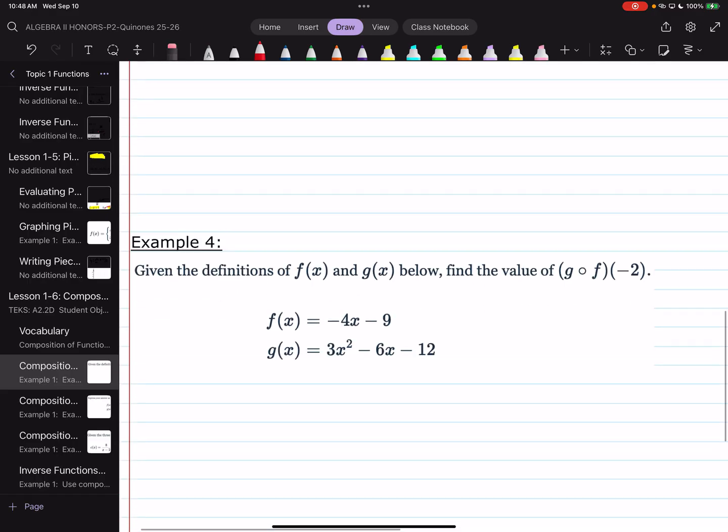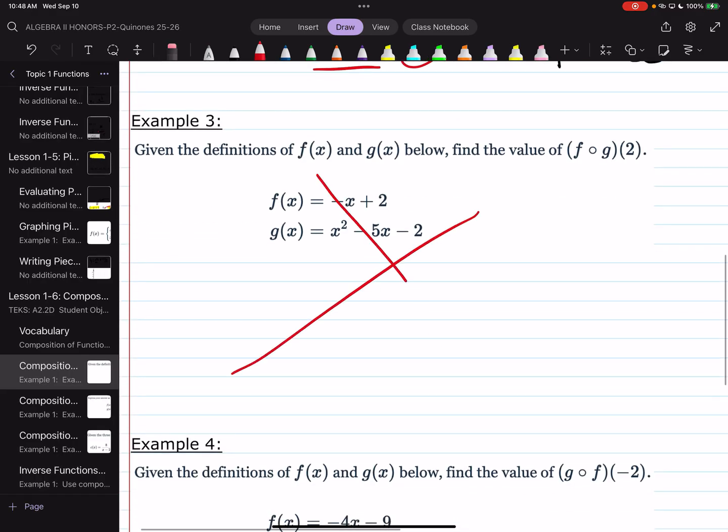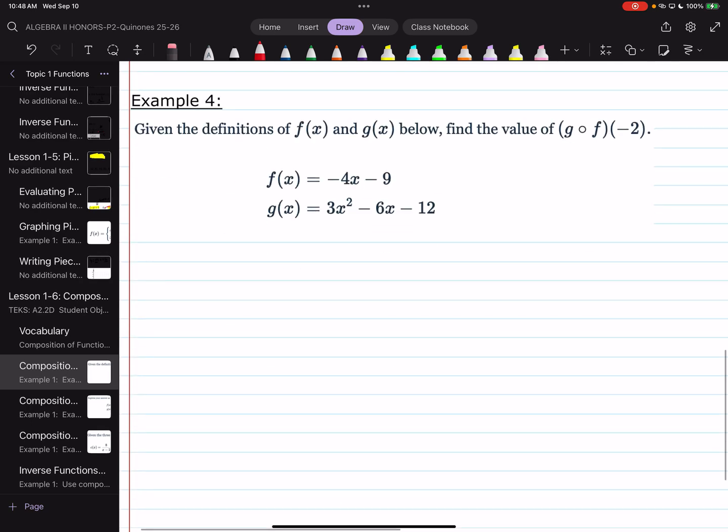I don't have enough time to do example 3. Let's just do example 4. Given the definitions of f of x and g of x below, find the value of g of f of negative 2. I'm going to give you another 3 minutes, and then I'm going to select a volunteer based on your work. So 3 minutes. So I will volunteer you to go up there. Go.